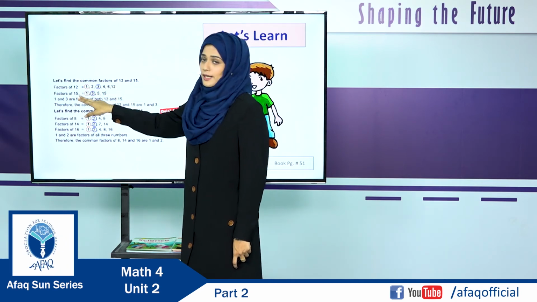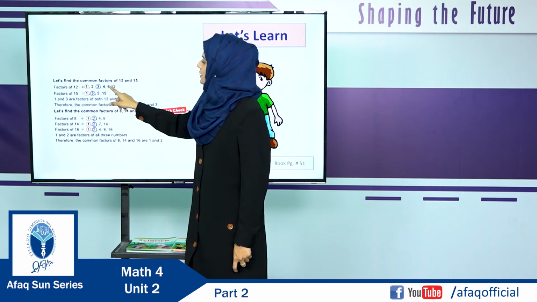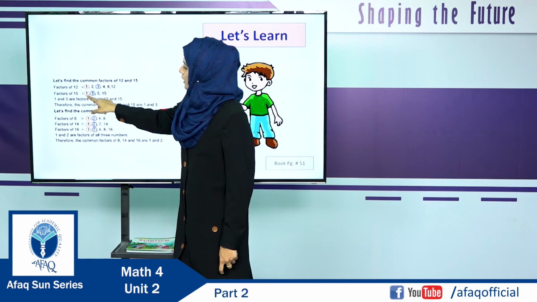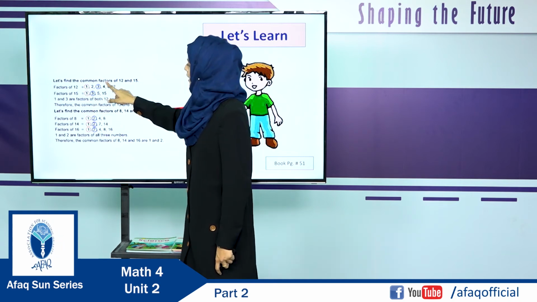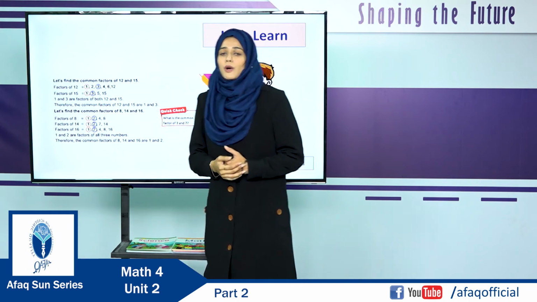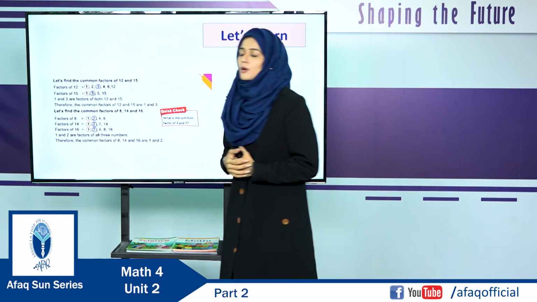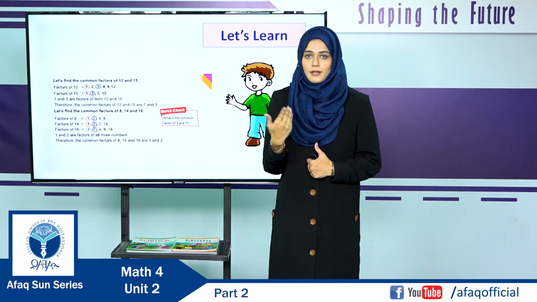And here are the factors of 15: 1, 3, 5, 15. You can see that 1 and 1 are common factors. 3 and 3 are also common factors. So what we get from this? We get that 1 and 3 are the common factors of both 12 and 15.